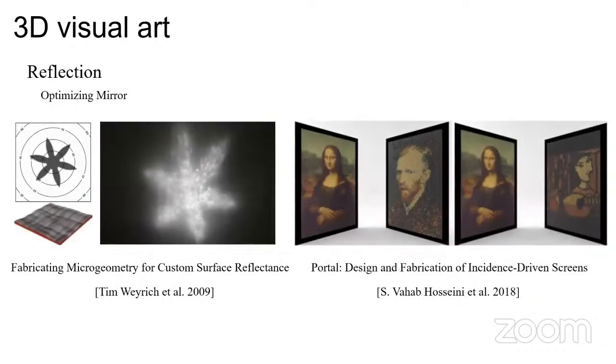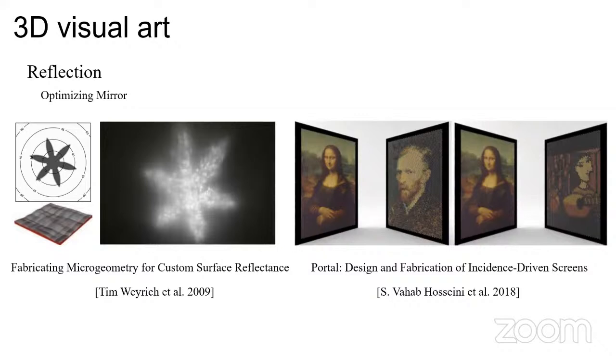The second category is reflection. We divided it into 3 subcategories according to the variable to be optimized in their problems. The first subcategory is optimizing the mirror. As the name suggests, researchers choose to optimize the shape of the mirror to get their designed visual effect. I picked 2 representative works in this subcategory.